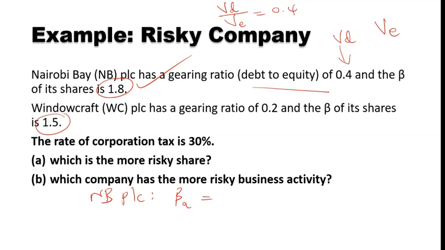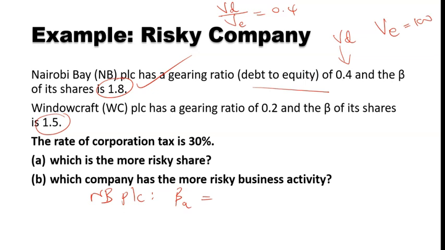All right, the gearing ratio is 0.4. This simply means that VD is 0.4 and VE is actually 1. Okay, VE is 1. So therefore, if VE is 1, this simply means that VE is equal to 100. Okay, 1 is in 100%.